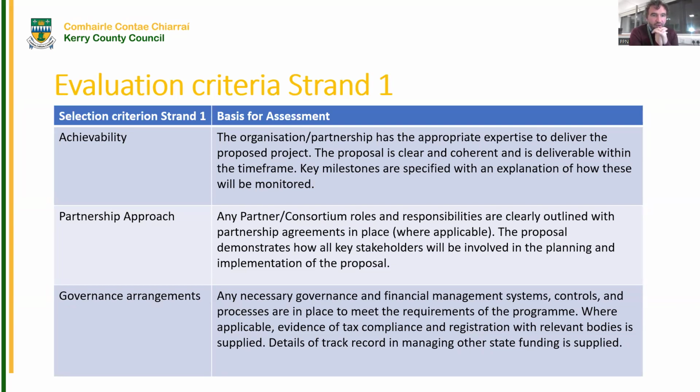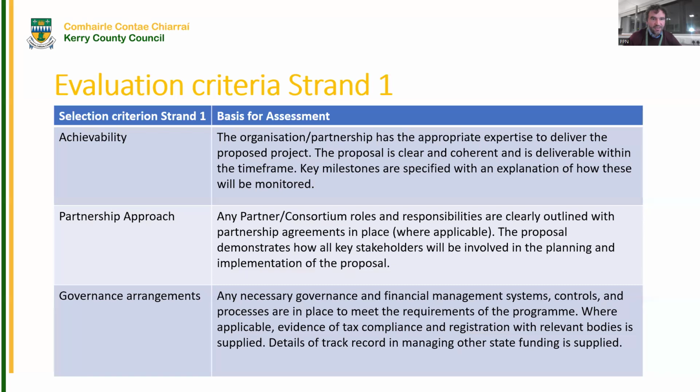And then the next, achievability. Does the organisation or partnership have the appropriate expertise to deliver the proposed project? The proposal is clear and coherent and is deliverable within the time frame. Key milestones are identified with an explanation of how these are monitored. So that's just showing your achievability. And then partnership approach. Any partnership or consortium and roles and responsibilities are clearly outlined, and a partnership agreement is in place where applicable.